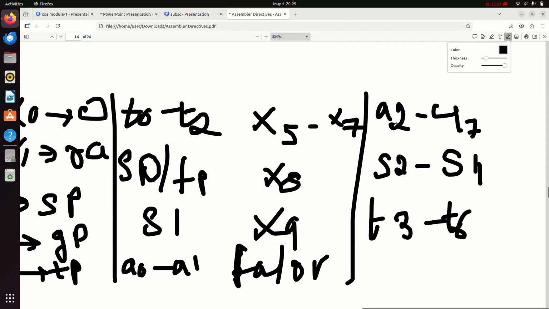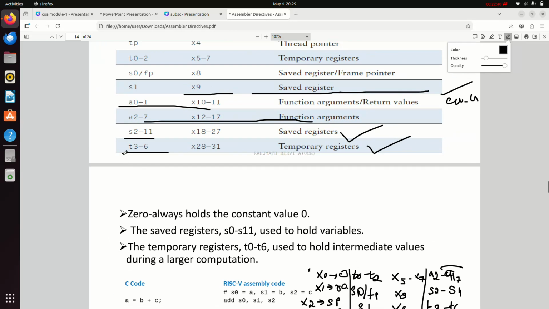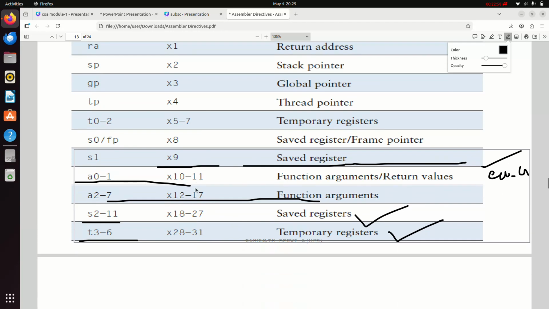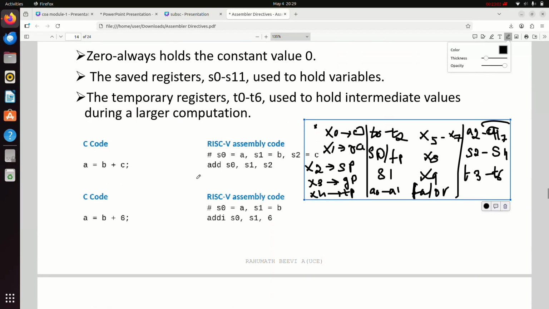So that means here a2 to a7, if I am taking a2 to a7, just count how many registers would be there, right? a0 to a1 extend to x11, then x12 to x17 would come. Then we said that the saved registers come from s2 to s11, so that means x18 to x27. Like that you just calculate it. Fine, this is how you can learn the RISC-V register set.